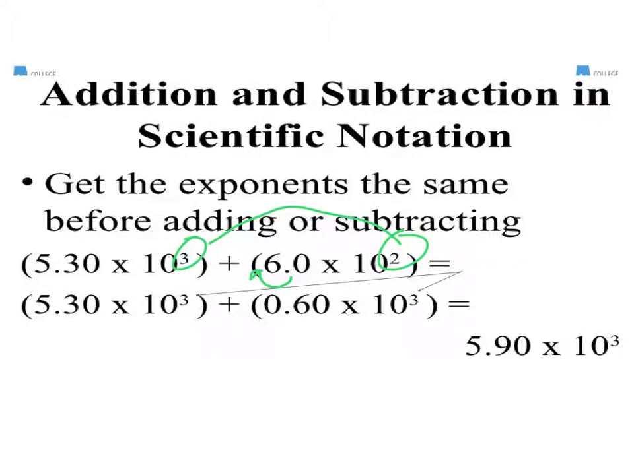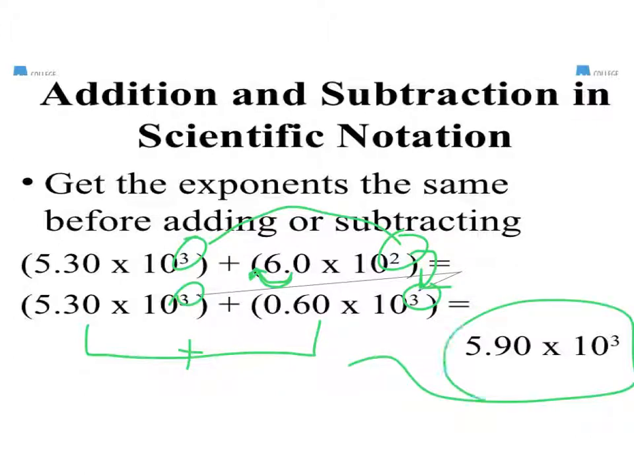place to the left. Remember, if you move the decimal to the left, then you're going to make that exponent more positive. So when we go to the left here and make it 0.60, this exponent goes from 2 to 3. Now our exponents are the same. This makes our math so much easier. So now we simply add these 2 coefficients together, and then we carry our exponent over. It gives us the answer.